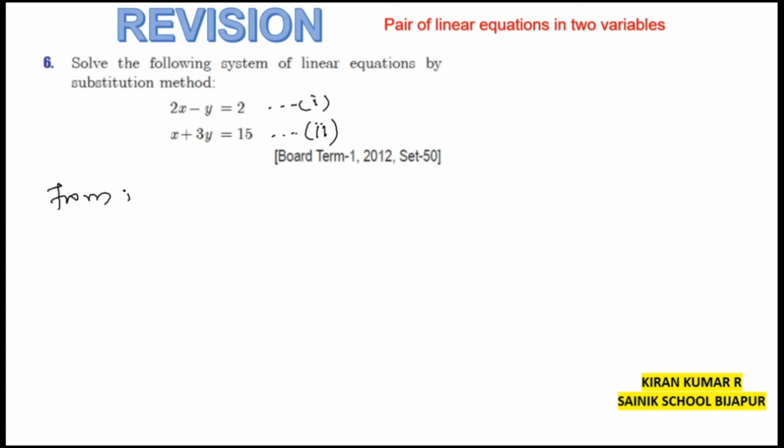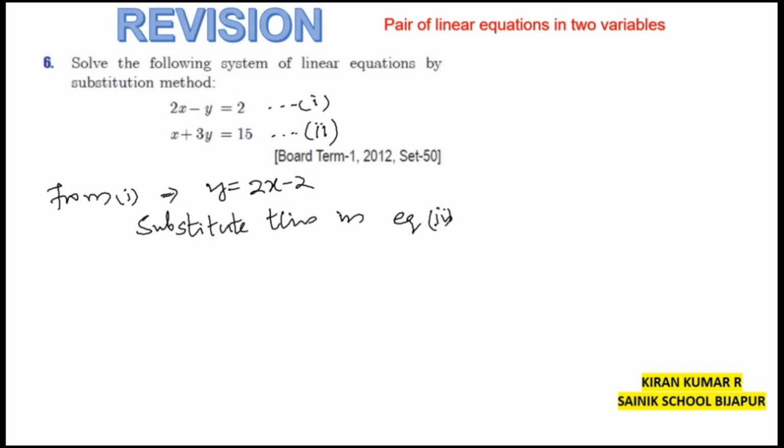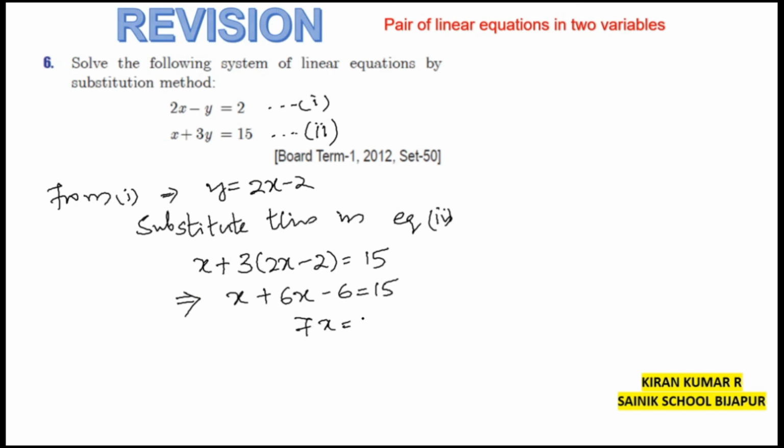From equation 1, I can get y value as 2x minus 2. Let us substitute this in equation 2. We'll be getting x plus 3 times of 2x minus 2 equal to 15. This implies x plus 6x minus 6 equal to 15. So 7x will be equal to 21. Therefore, the value of x is 3.